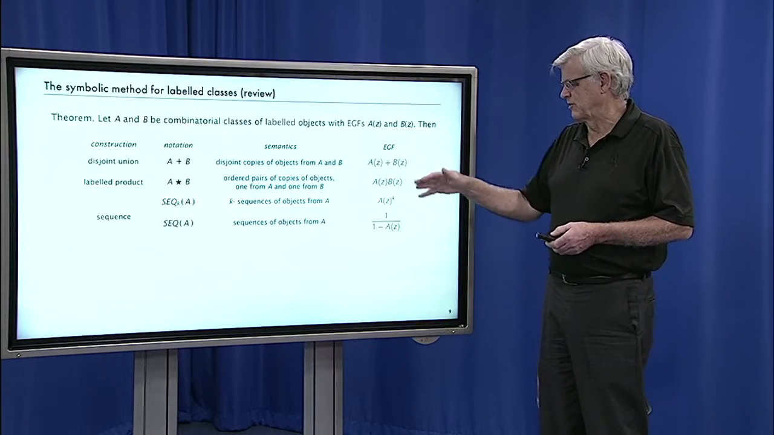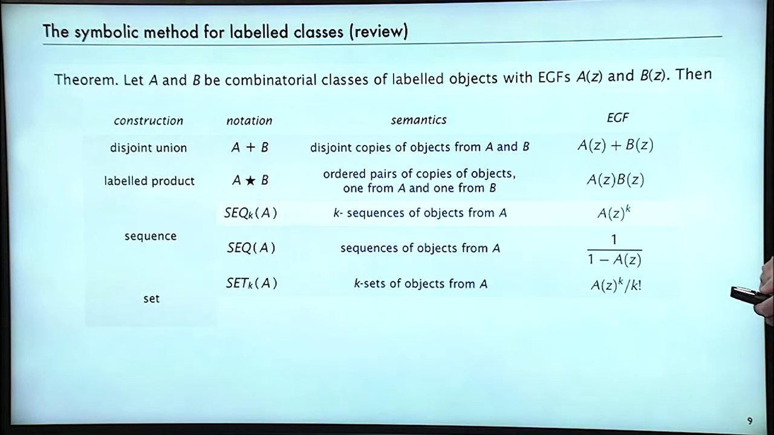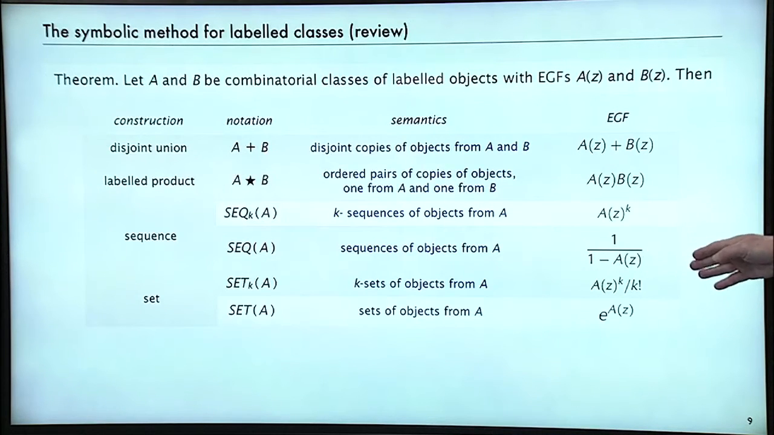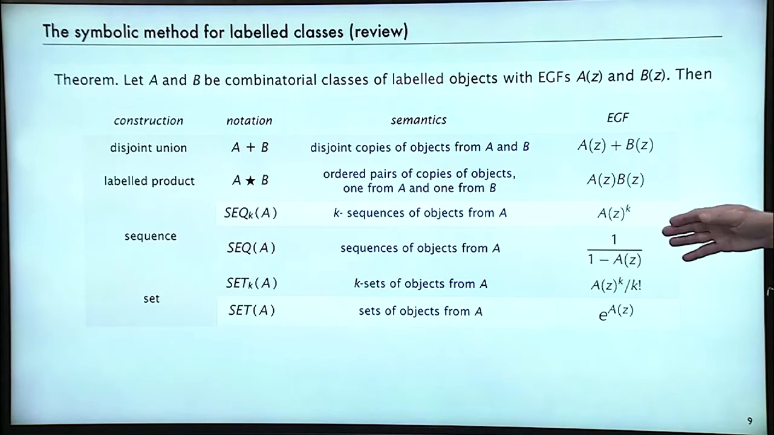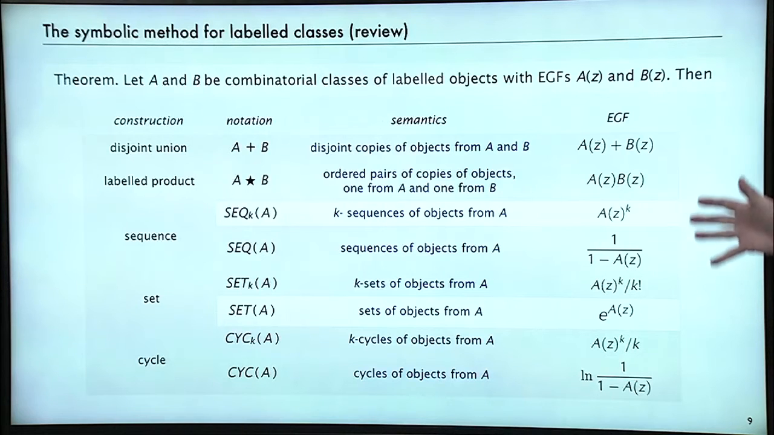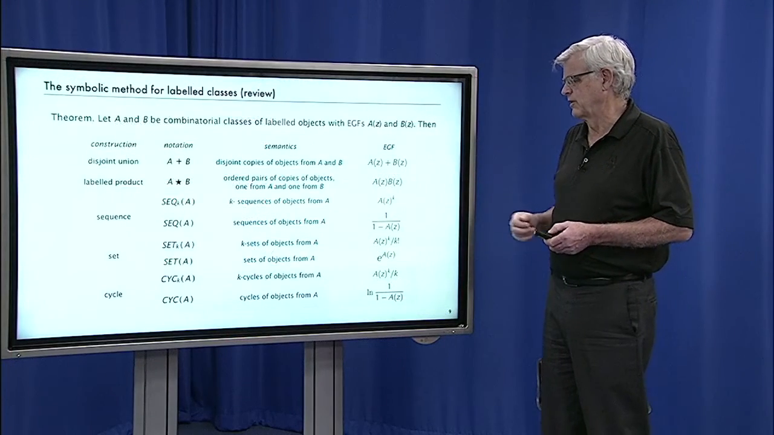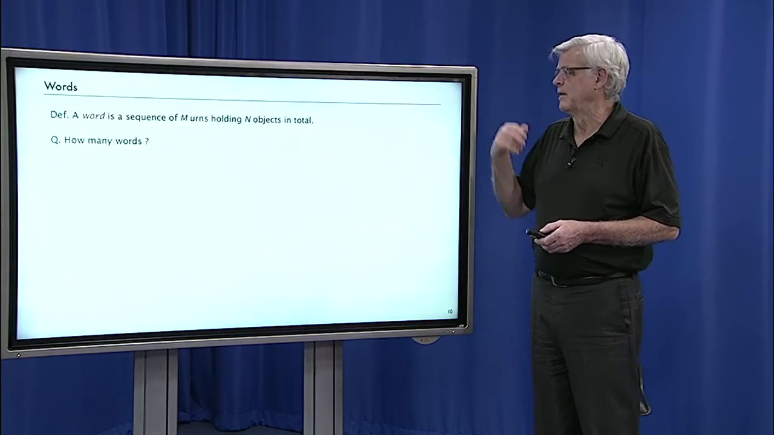And for labeled objects, we extend that to sequences of length k or sequences of any length, giving those transformations on the generating function, or for sets where we divide by k factorial. So for a set of objects from a class, the generating function is e to the generating function of the class. And also cycles. So these are the basic operations that we use for labeled objects. And these are the ones that we're going to use now to look at balls and urns problems, or words.